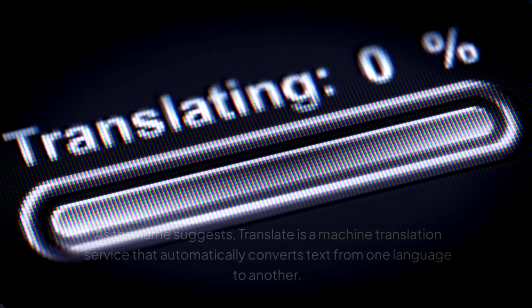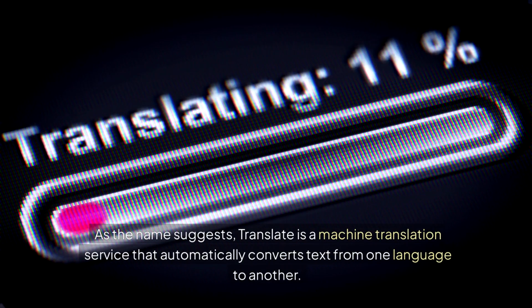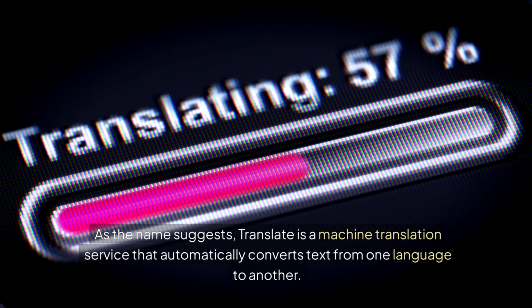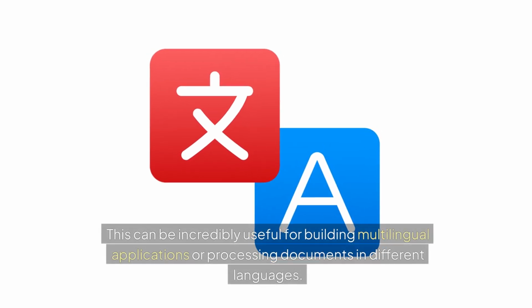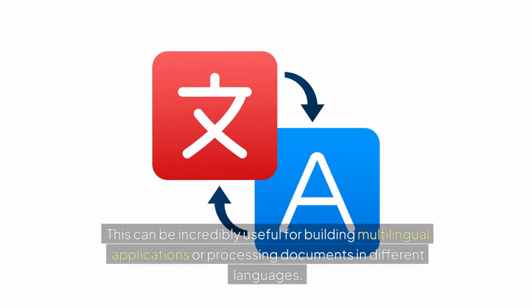Amazon Translate. As the name suggests, Translate is a machine translation service that automatically converts text from one language to another. This can be incredibly useful for building multilingual applications or processing documents in different languages.